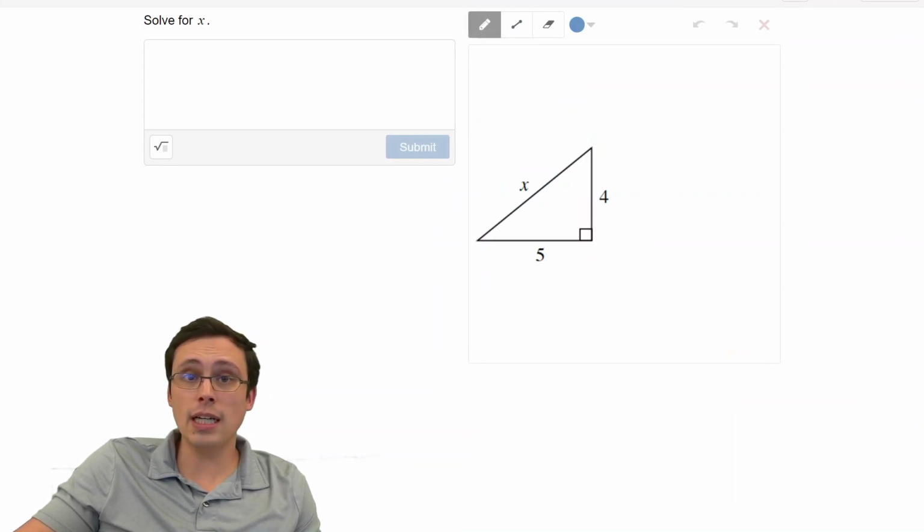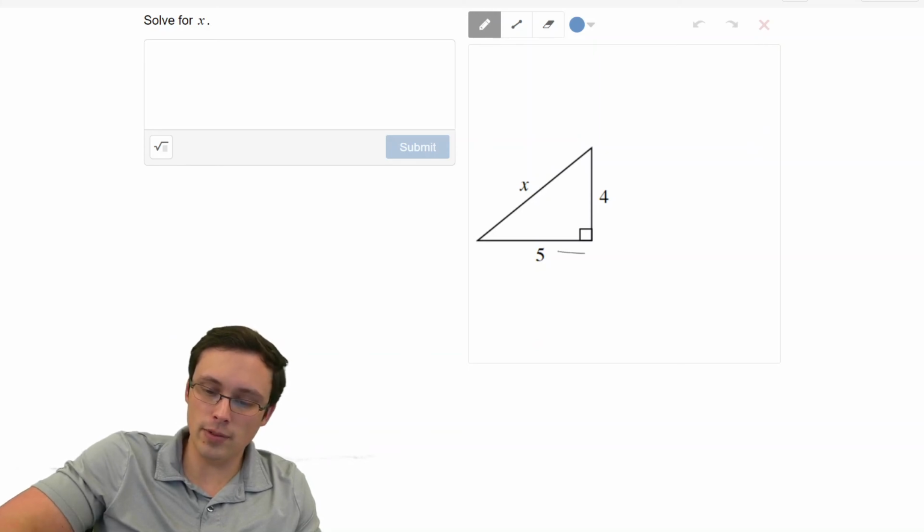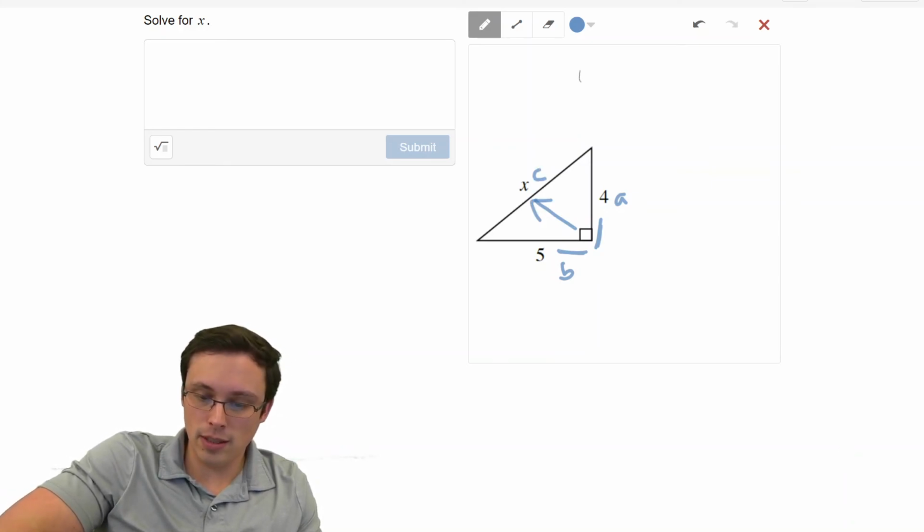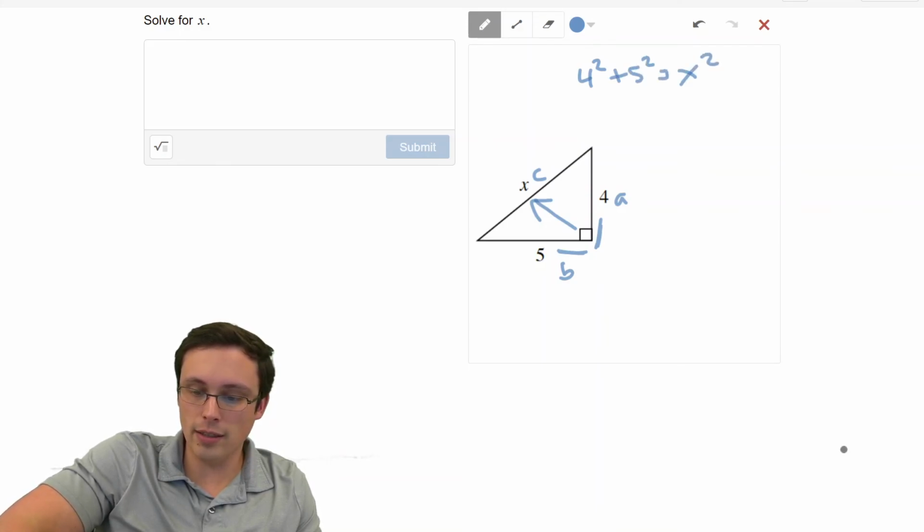Hey! We know two sides in a right triangle. We're trying to find the other one. This must be another Pythagorean theorem problem. So your a and your b are the two that make the 90. Your hypotenuse is c, the one across from the 90. So that means that we're going to do 4 squared plus 5 squared equals x squared.